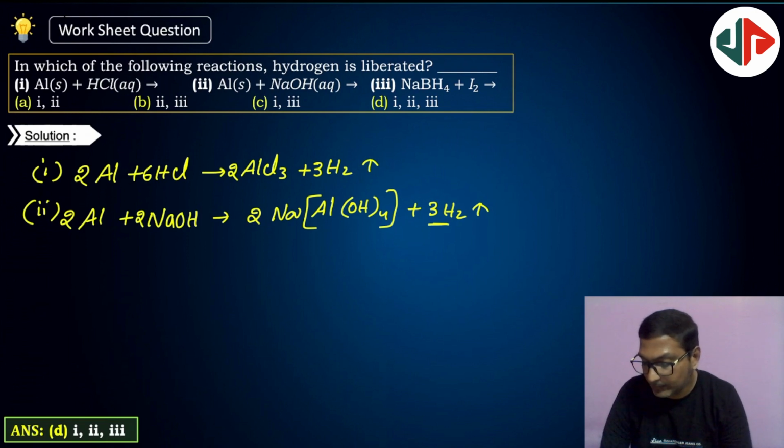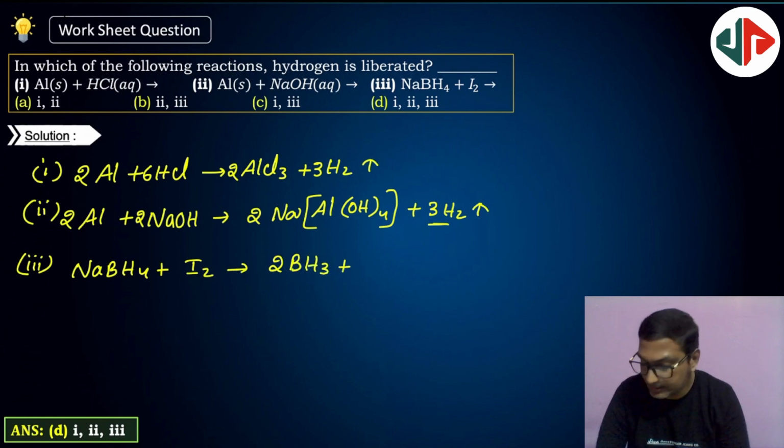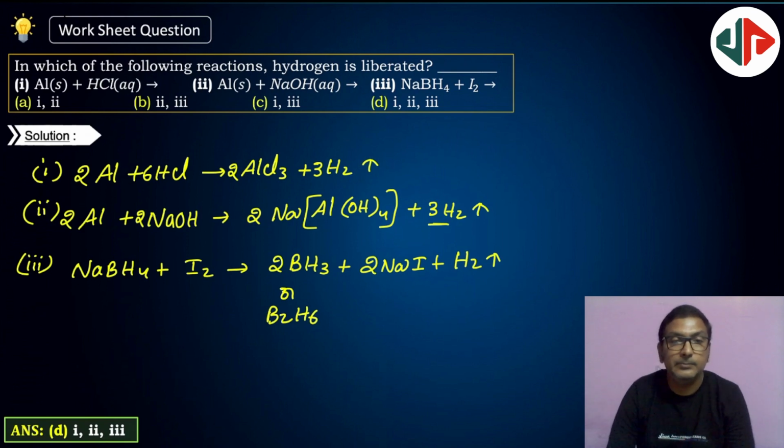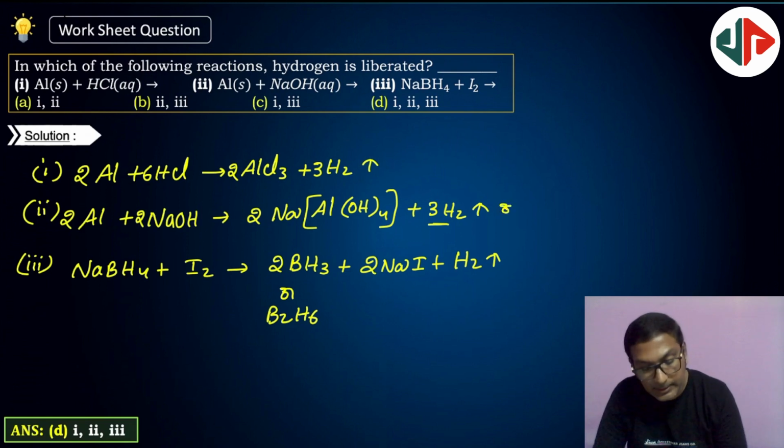Next, the third is very important. NaBH4, sodium borohydride, plus I2 gives 2 moles of BH3 plus 2 moles of NaI plus H2. Here this can be written as B2H6, diborane preparation. So this reaction can also be written in one more form.